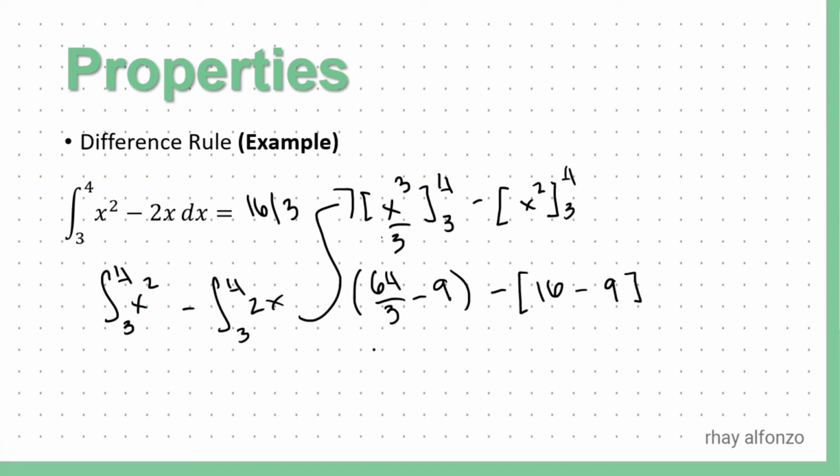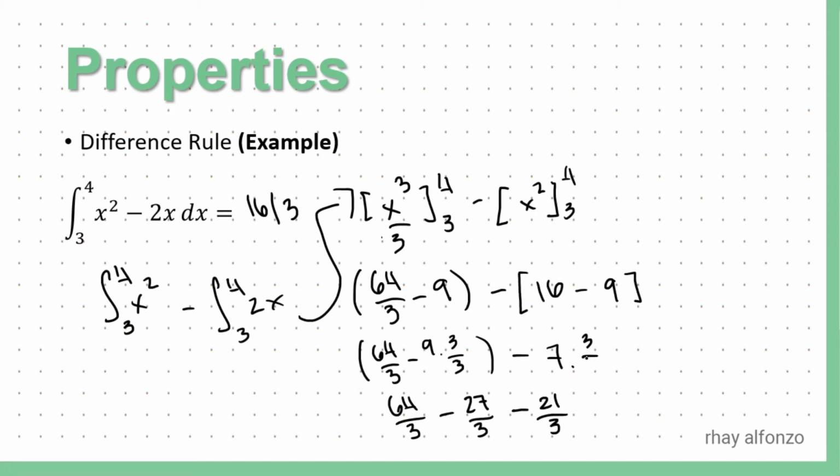So this gives us 64 divided by 3 minus 9. Multiply it by 3 divided by 3 so that we can directly subtract them. Then 16 minus 9, or just 7. So 64 over 3 minus 9 times 3, which is 27 over 3, minus 7 times 3, which is 21. So 21 over 3. Let's multiply this as well.